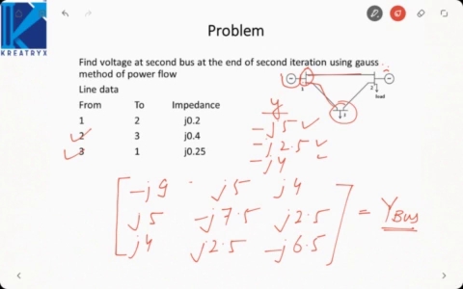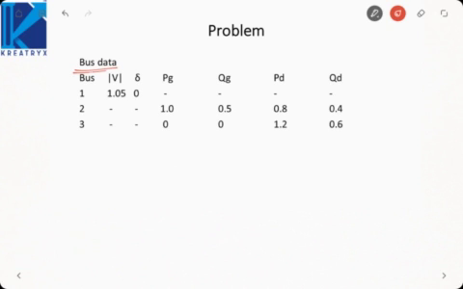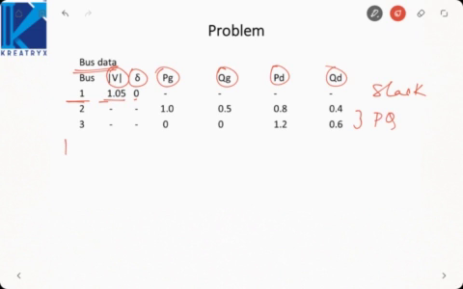And we will assign the voltages to the PQ buses. Now here in the next way, we have been given the bus data, that is voltage magnitude, delta, PG, QG, PD and QD. So if you look at bus number 1, here we know V and delta. So this is my slack bus. On the other buses we know the P and Q, so these are PQ buses. So we will assume V2 as 1 angle 0, V3 also as 1 angle 0.